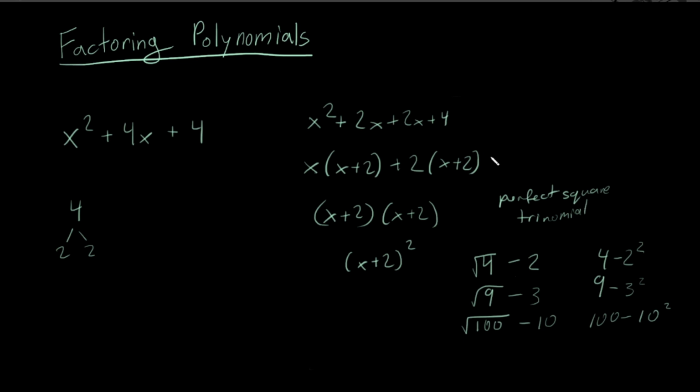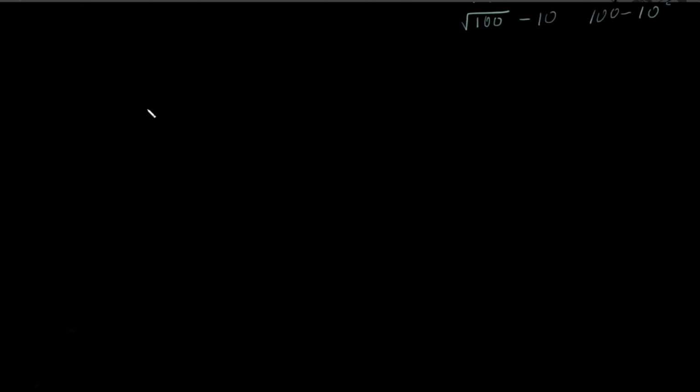So what's a perfect square trinomial? Well, perfect square trinomials follow a certain format. This format is something that will be really helpful for factoring polynomials quickly. So this is the written format: a squared plus 2ab plus b squared is equal to a plus b squared. Now, what does this mean?